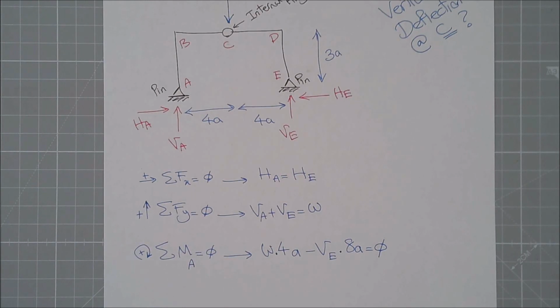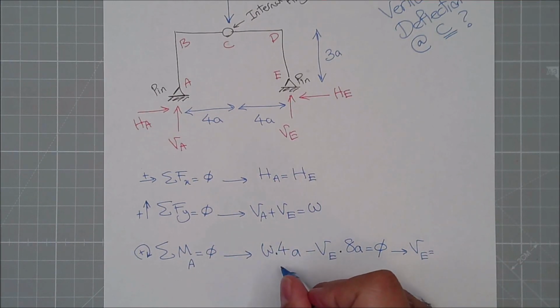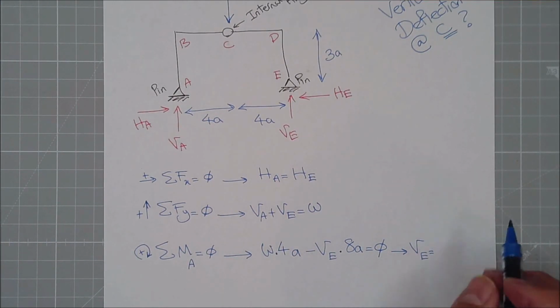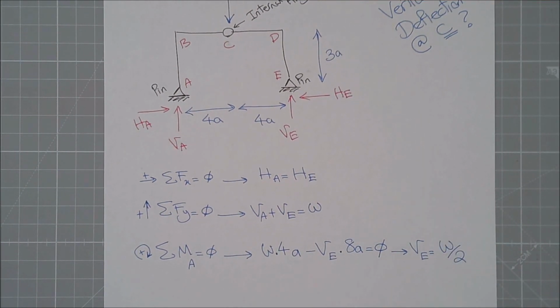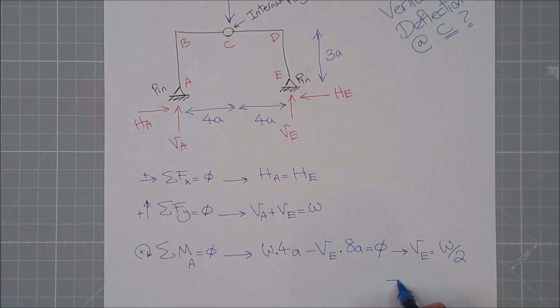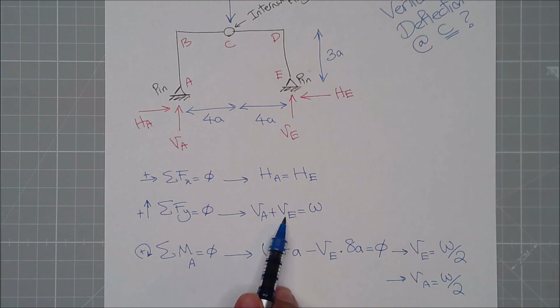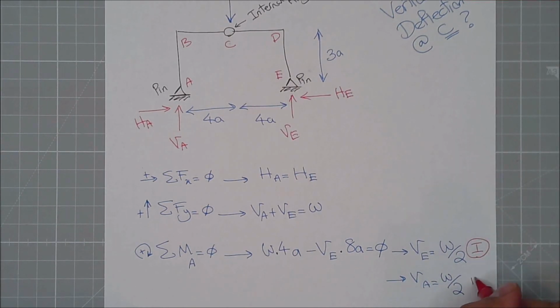I can figure out what VE is from here. So VE is equal to W times 4A divided by 8A, which becomes W over 2, half a W. If VE is half a W, then VA is half a W as well from this. So let's say number 1, let's say number 2.